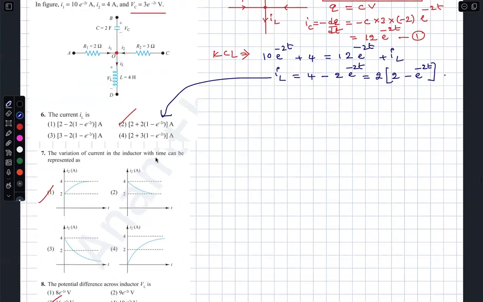The variation of current in the inductor with time can be represented as what is there in this? I don't even require all the graphs. At t is equal to 0, the maximum value is 4. The minimum value is 2. So the graph should run between 2 to 4. It follows an exponential graph.